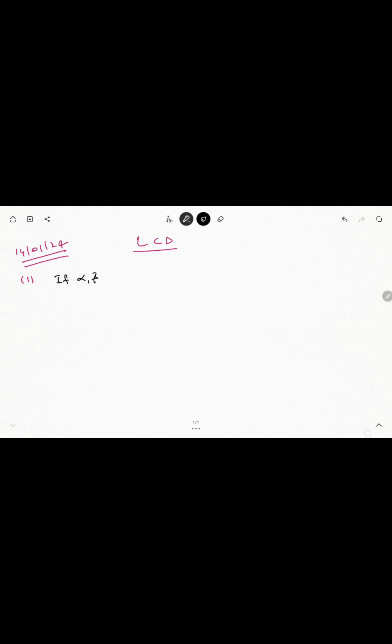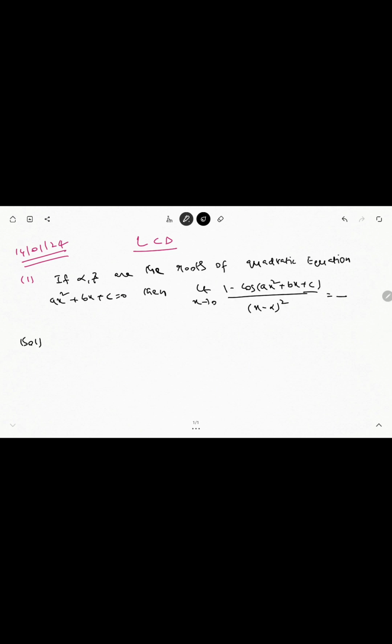if alpha comma beta are the roots of the quadratic equation ax square plus bx plus c equal to 0, then we have to find the limit of the function 1 minus cos of (ax square plus bx plus c) by (x minus alpha) whole square whenever x tends to 0. So try to solve it. Pause the video and you can solve it.